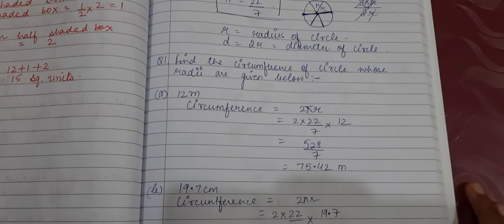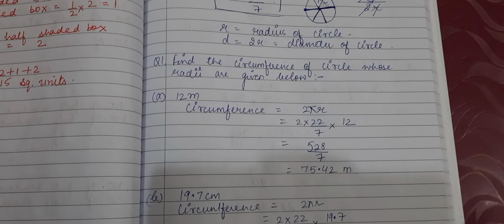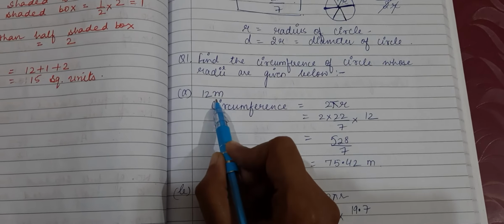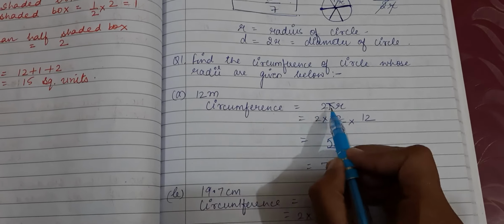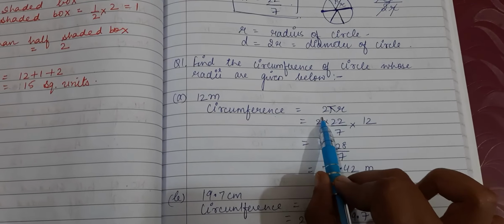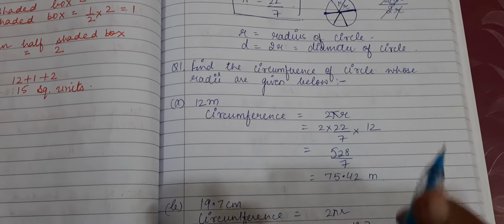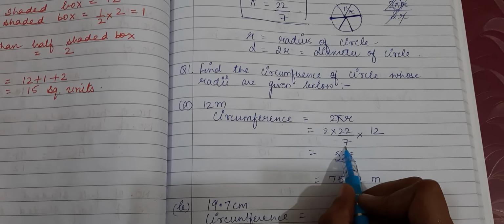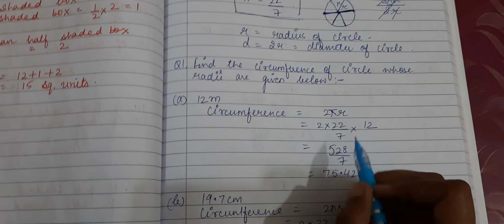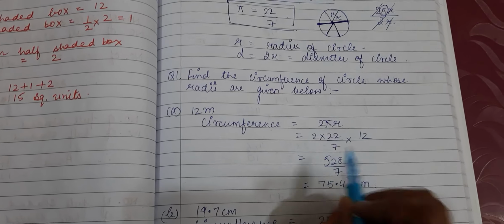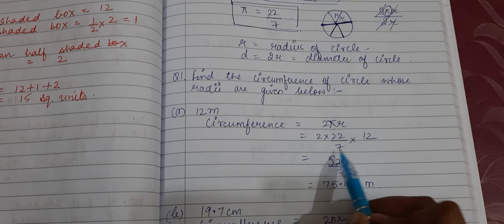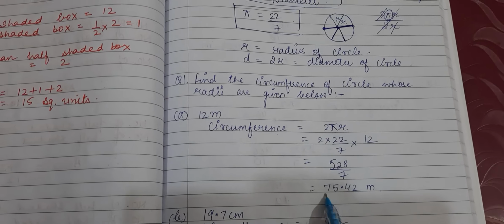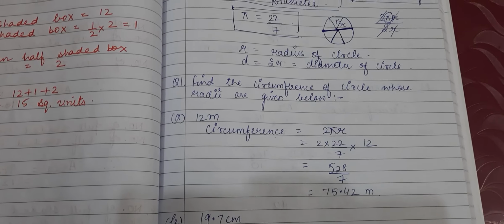Now on the basis of this, we have the questions of the exercise. The first question is, find the circumference of the circle whose radius is given below. 12 meters is given as the radius. What is the circumference? 2 pi r. When radius is given, you have to apply this formula. The constant value for pi is 22 upon 7. Since nothing is getting cancelled with 7, I have multiplied all the terms of the numerator. It is 528 upon 7. The answer is 75.42 meters.